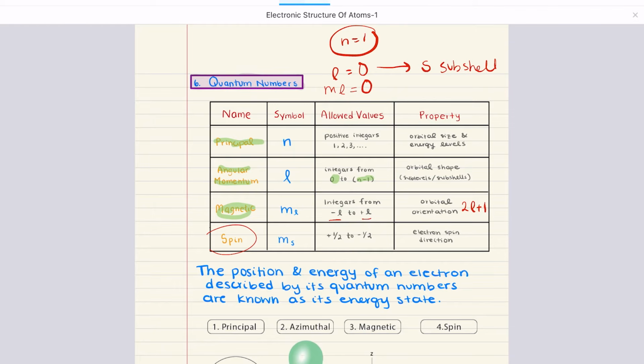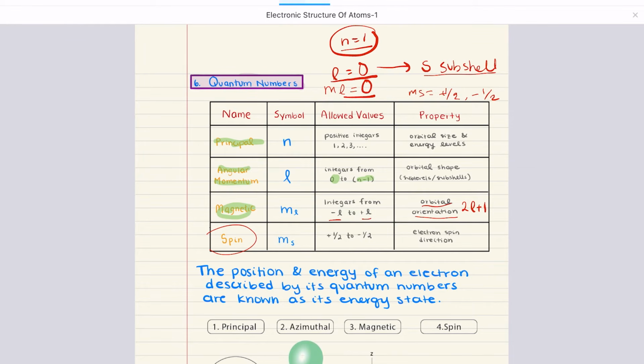And that makes sense because what does the magnetic quantum number tell us? It tells us the orbital orientation. But we know that when L equals 0, we have the S subshell. This is a spherical subshell. There's really only one orientation for an S orbital anyway, aka one orbital. It's just a sphere. And then MS refers to spin, and that can be either +1/2 or -1/2. Now, if we're in the n equals 1 shell, our subshell can only be the S subshell, and there's only one orientation for that subshell.